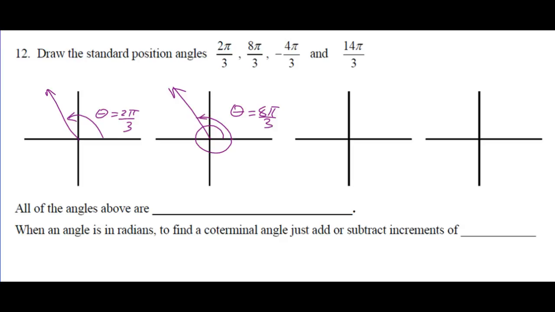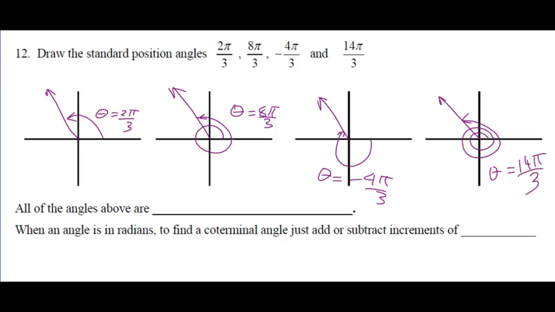Negative 4 pi over 3. Where's that? It's the same angle, isn't it? Negative 4 pi over 3. And 14 pi over 3. Okay, well there's 6 pi's, and then there's 12, and then go another 2. So what kind of angles are these? Coterminal. So all the above angles are coterminal.